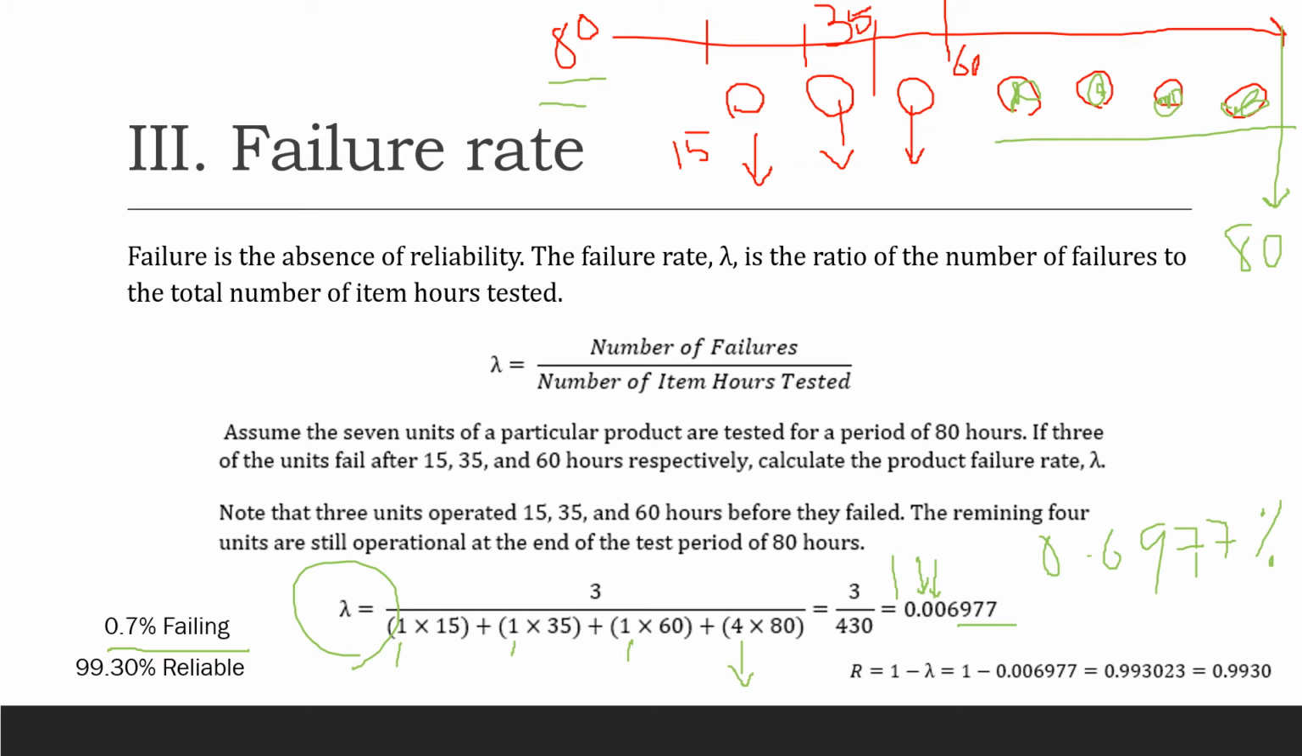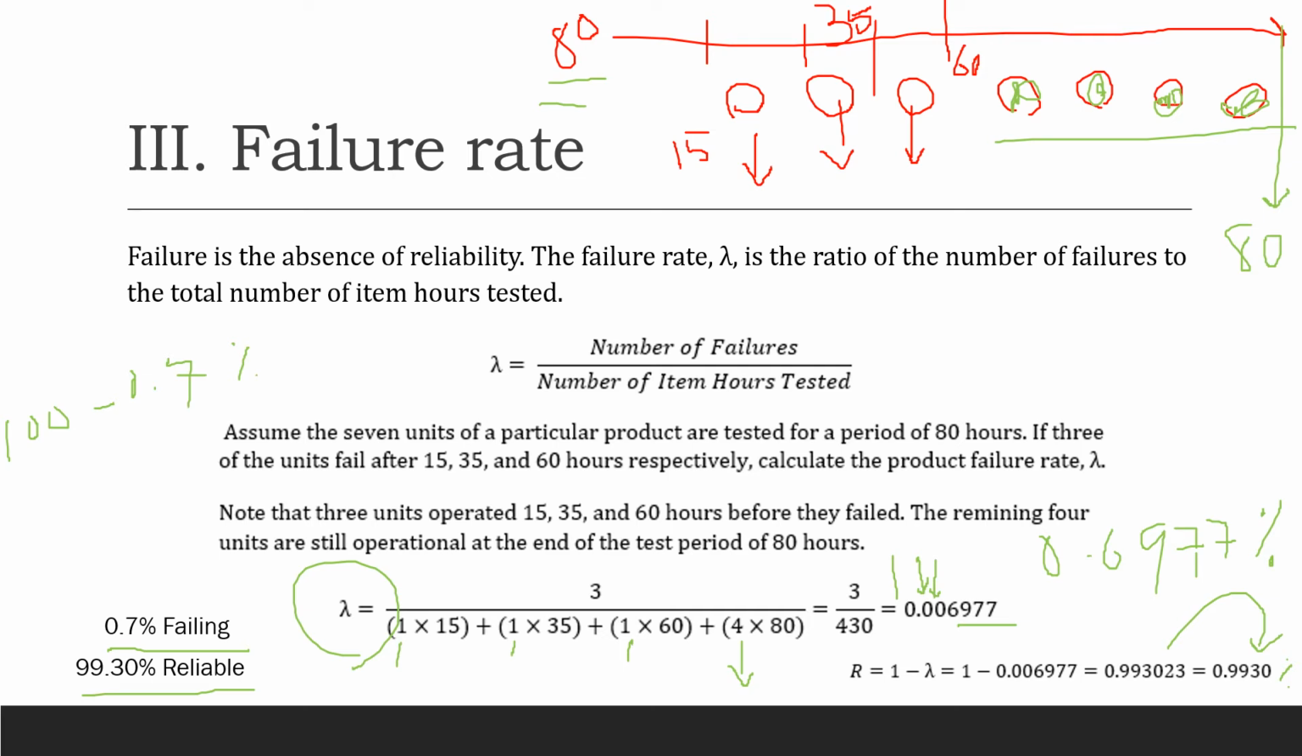So what is the reliability? We have to use 100 minus 0.7%, which will give you 99.30%. There you go. Reliability is equal to 1 minus lambda. 1 minus 0.006977 is equal to 0.993023. Change this into a percentage, and you will get 0.9930.